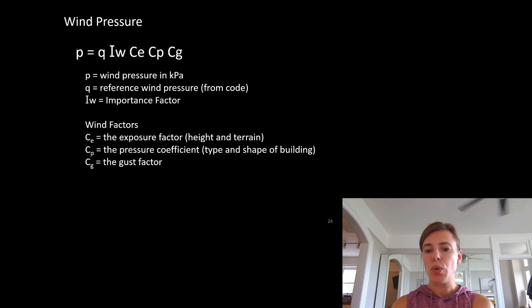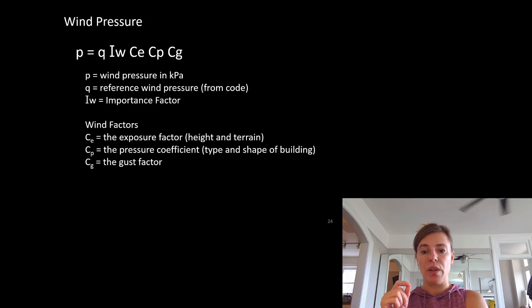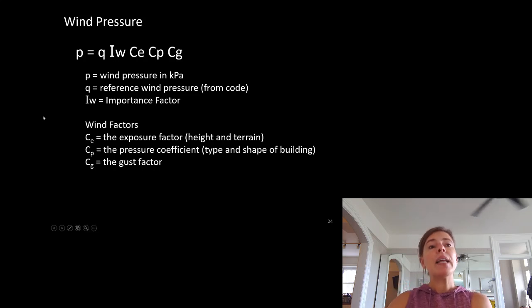The wind equation looks kind of similar to our snow equation, where we have Q, which is our reference wind pressure. This is from climatic data from the code, similar to the way we looked up our snow load. And we have an importance factor, a thing that we know that we can look up from that importance factor chart. And then we have wind factors. CE is the exposure factor, dependent on the height and terrain.